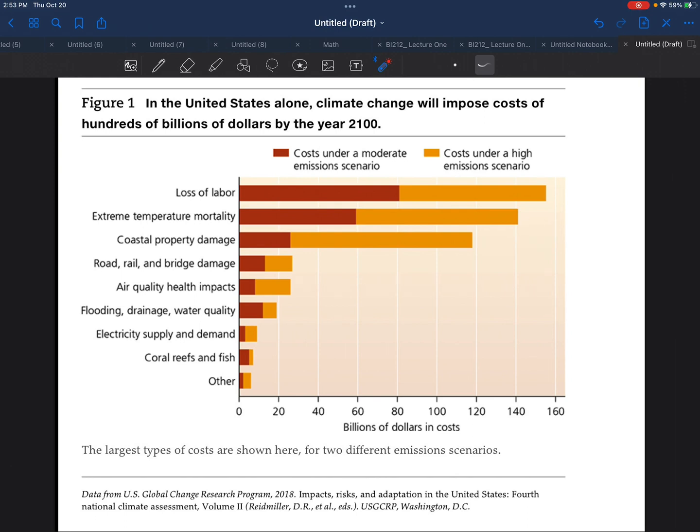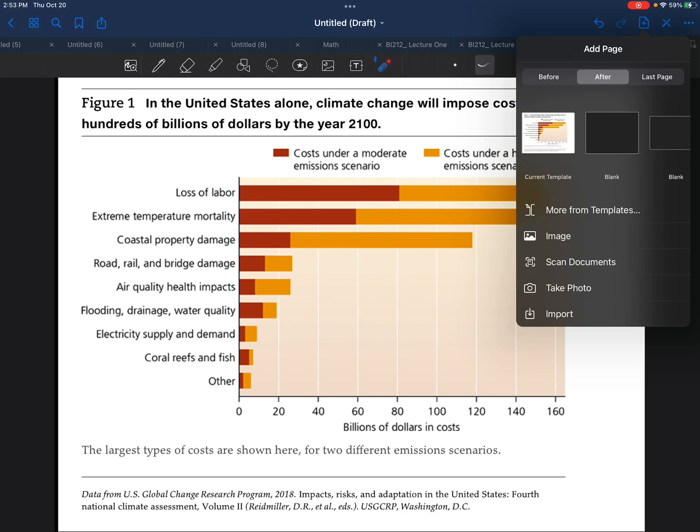And so perhaps switching from fossil fuels to renewable resources seems expensive now. But if we don't do that, it's going to be even more expensive in terms of damage to property, damage to the environment, to your health, and all kinds of other things. And so this is a scenario that we are under.